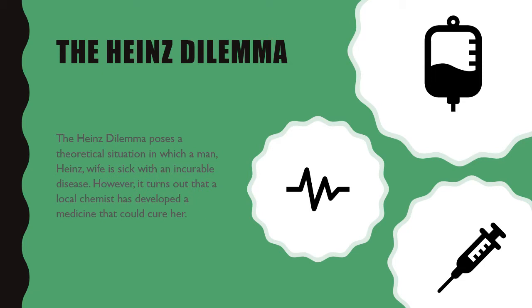Now, when Kohlberg posed this dilemma in his study, he wasn't focused on whether people deemed the actions right or wrong. What Kohlberg was looking for was what their reasons were. Why did they believe that one action was more right than another?